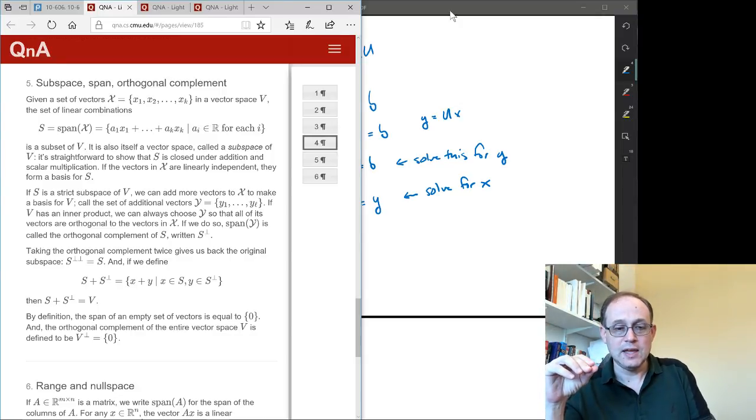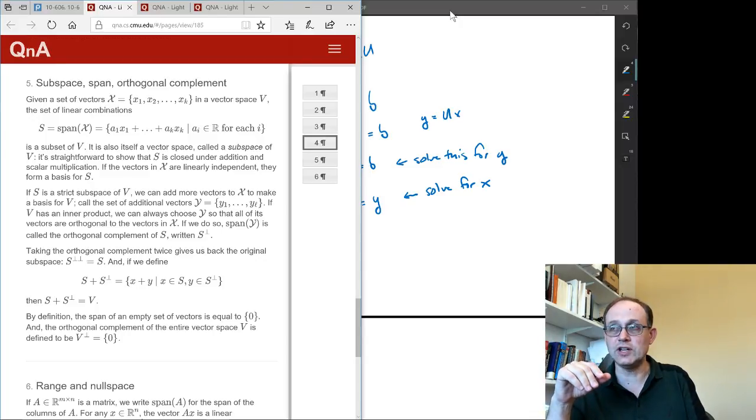So if we have a set of vectors, x1 through xk in a vector space, the set of linear combinations of those vectors is a subset of V. And it's also itself a vector space. It's pretty easy to show that.